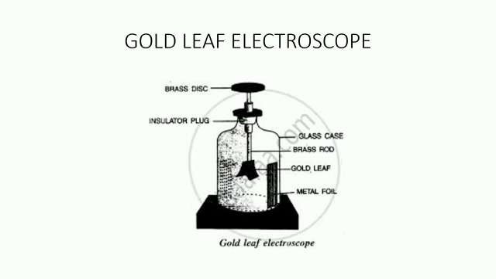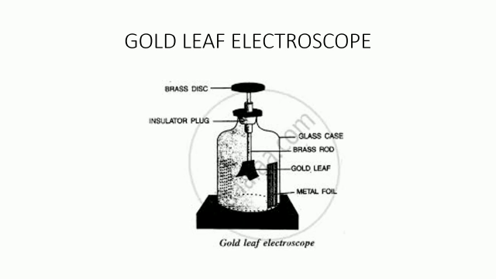Gold leaf electroscope. This is a simple device to detect the electric charge on an object. It consists of a copper rod which has a metal disc at the upper end and two thin gold leaves at the other end. The rod is placed in a bottle so that the disc is above the bottle, and to prevent the loss of any charges, the setup is kept in a bottle.